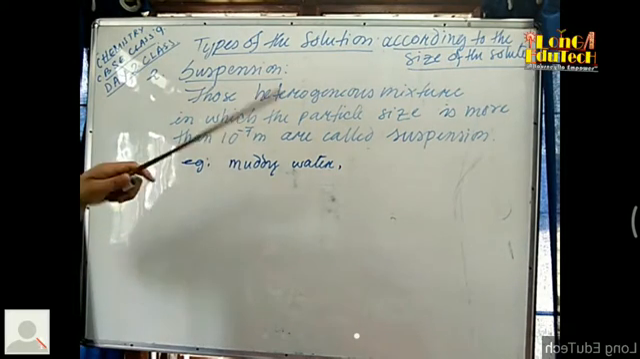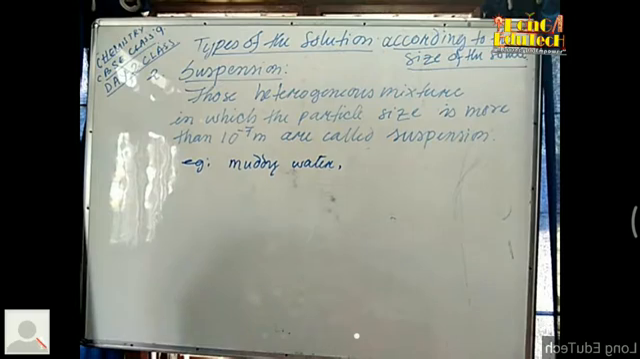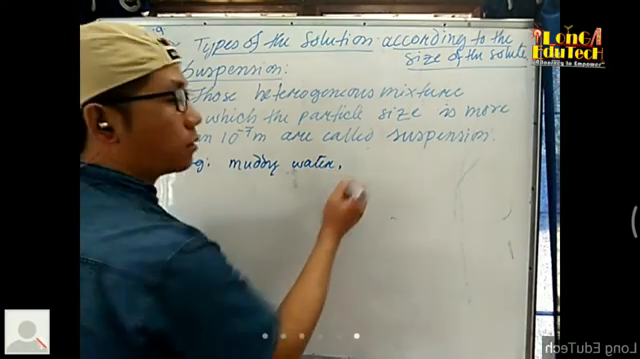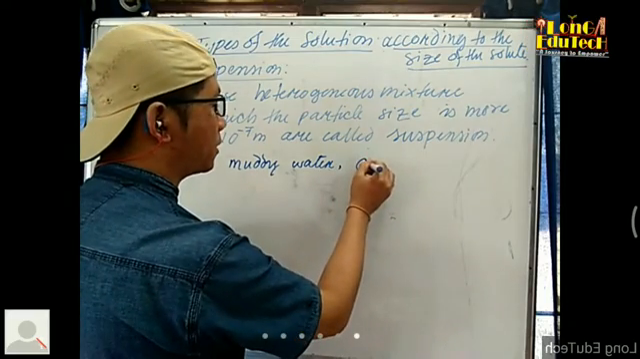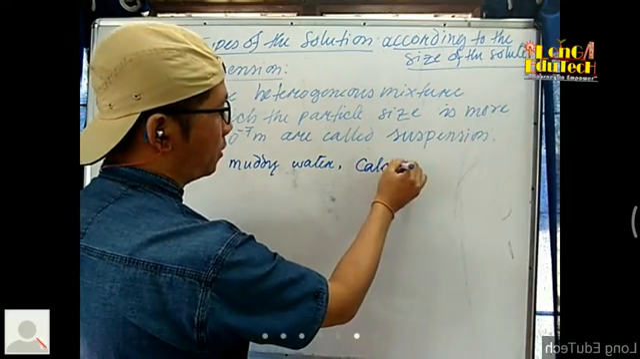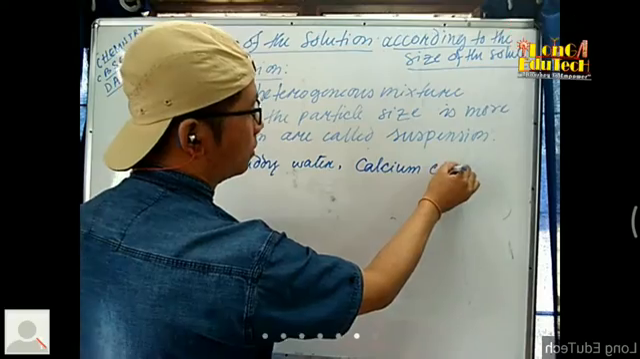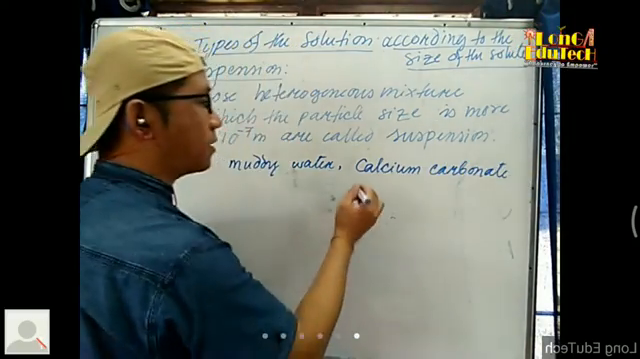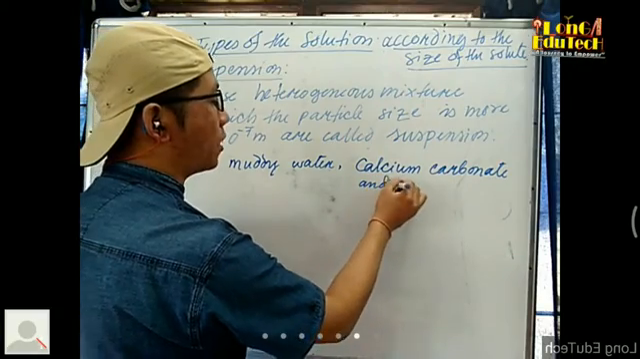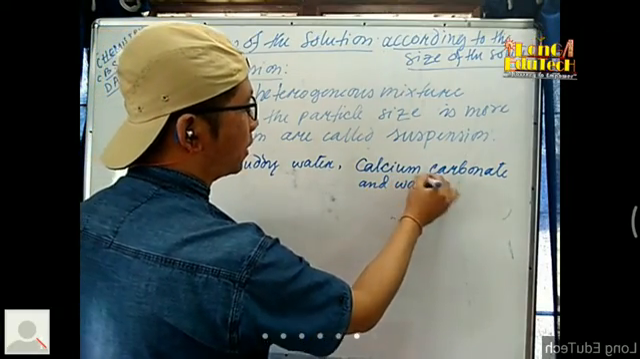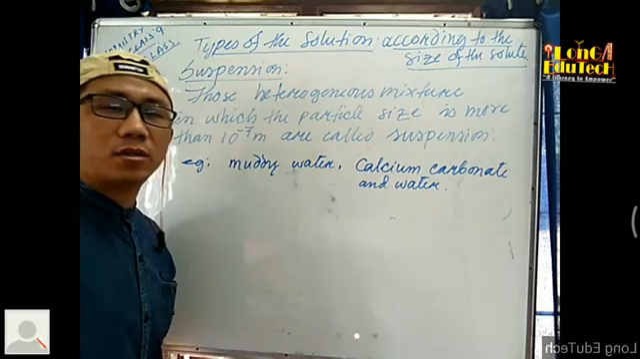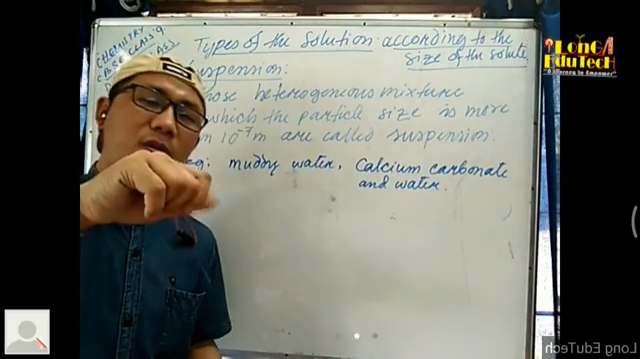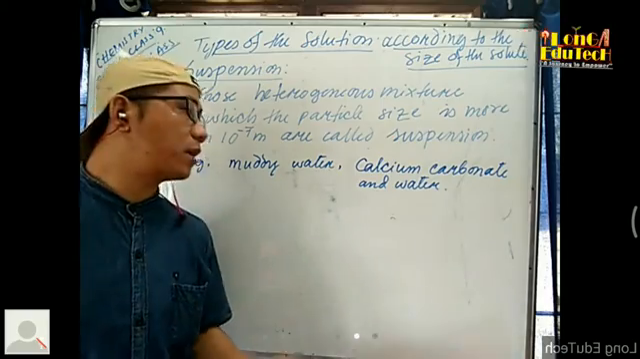Also in terms of chemicals, say chalk, that is calcium carbonate. Calcium carbonate and water, that is the mixture. Just like chalk, if we make chalk into powder and put it in water, then that will be a suspension.